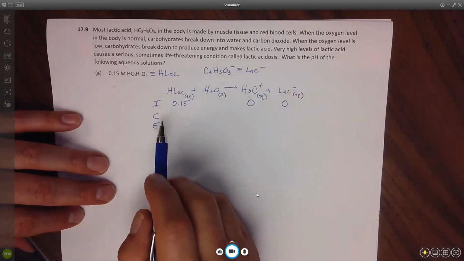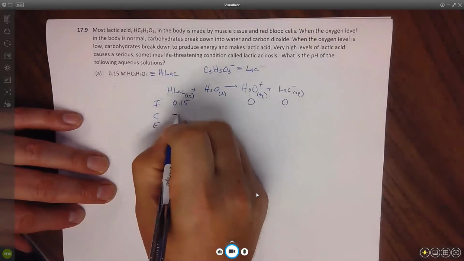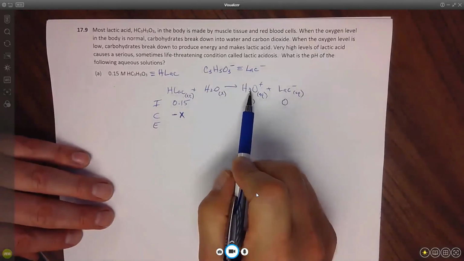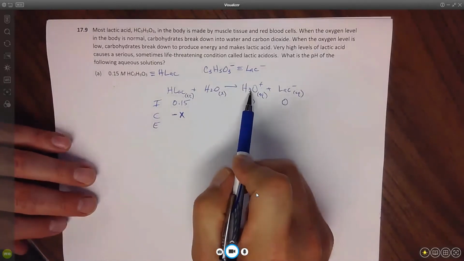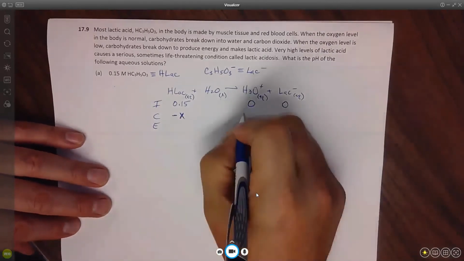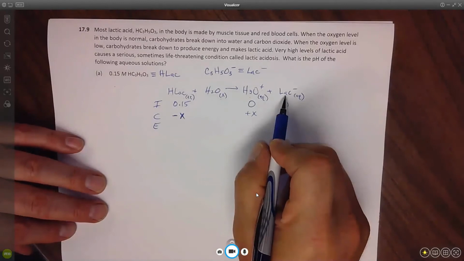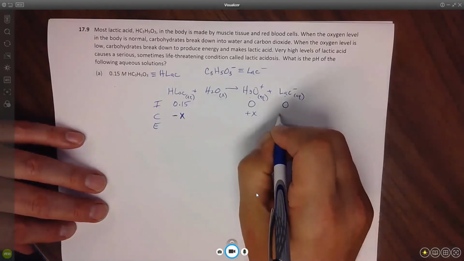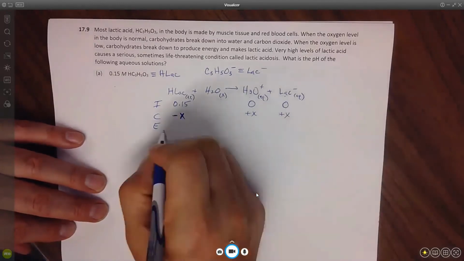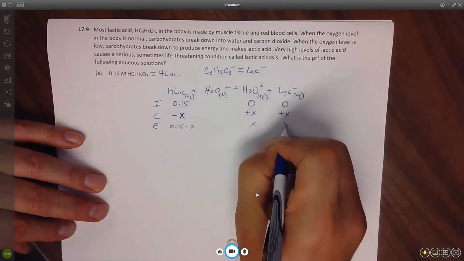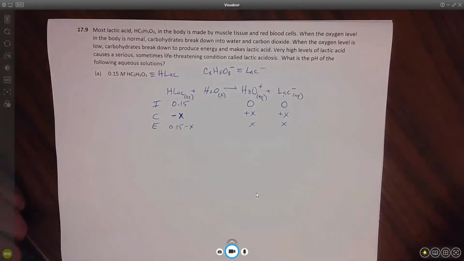Okay, how's the lactic acid changing? Minus X. So minus 1x, right? We're only losing 1, so minus 1x. And how about the hydronium ion? Plus X. Yeah, right, we're gaining it. And lactate? Plus X again. At equilibrium, we always do the exact same thing. We just add the initial to the change. So is this going to be a Ka or a Kb expression?